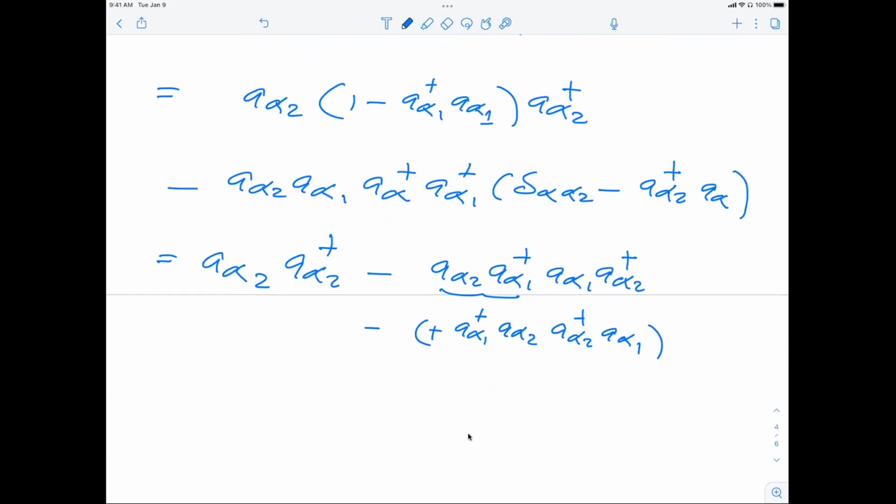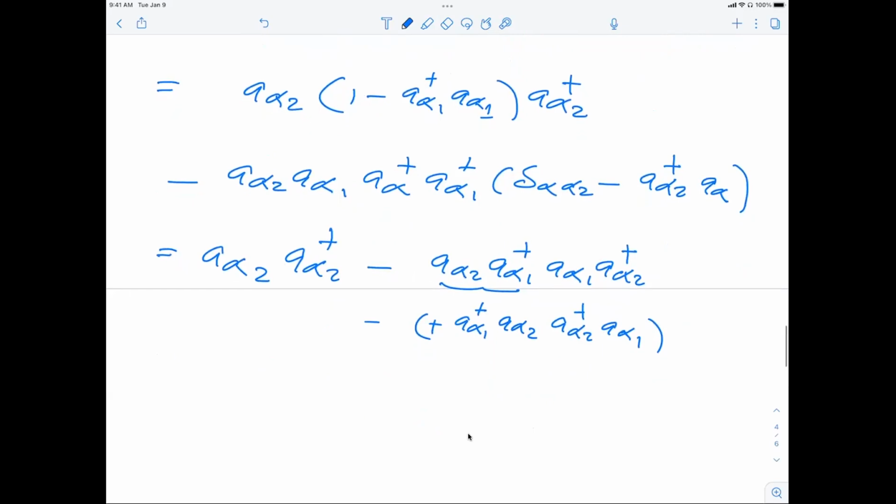So let's still do these terms here before we jump into the last term. So let's just write, just for the sake of completeness, the last term, a alpha 1, and then I have a alpha 2 now, since I have a Kronecker delta of a alpha 1 dagger, like this. Okay?